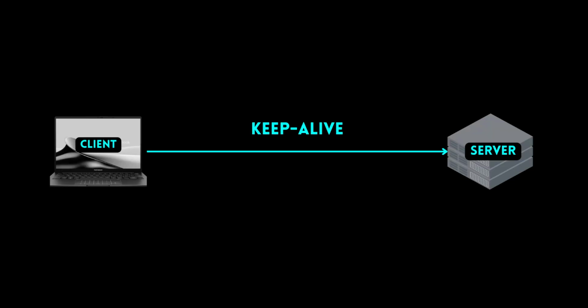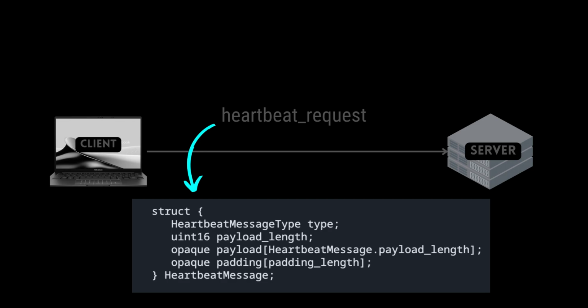The Heartbeat extension provides keep-alive functionality between two ends. The client sends a heartbeat request message to the server. The structure of the message contains the following. Message type is set to 1 since this is a request. Next is the payload length, which is self-explanatory. Payload can be any random data the client wishes to send. Last is the padding, which is more random content and needs to be at least 16 bytes.